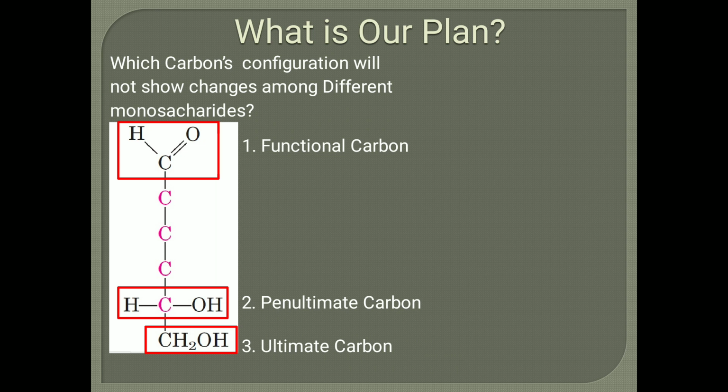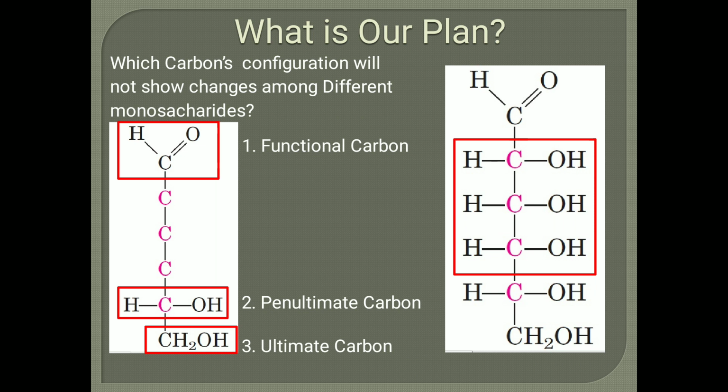Now, what remains in the carbon compound of this monosaccharide after omitting these 3 carbons is what we will consider. In this figure, as I am giving a hexose sugar, there are 3 carbons left after removing the 3 carbons we have discussed: the functional group carbon, the penultimate and the ultimate. After these 3, there are 3 carbons remaining in this compound. It will vary among different monosaccharides, but here, as we have taken a hexose sugar, it is 3.